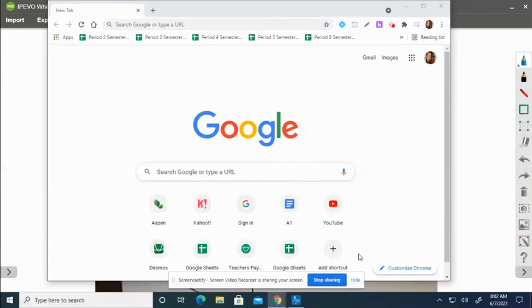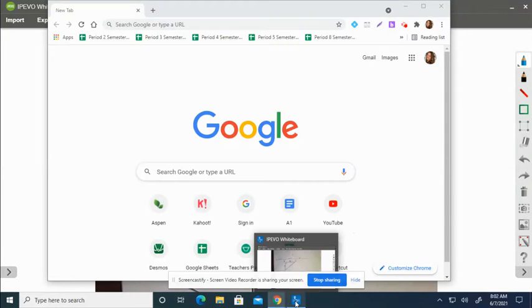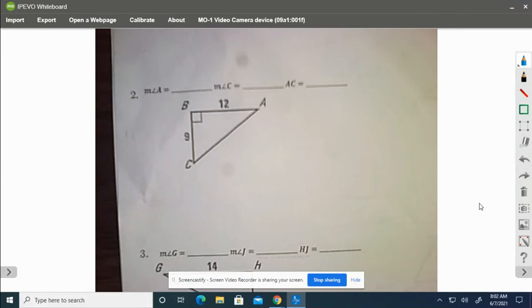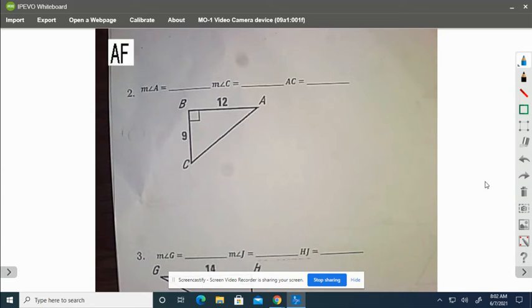All right, you see how at the bottom it says that it's sharing my screen? See that at the bottom? You see it right here? If you see that go away, please let me know. Okay? That means it's stopped recording.